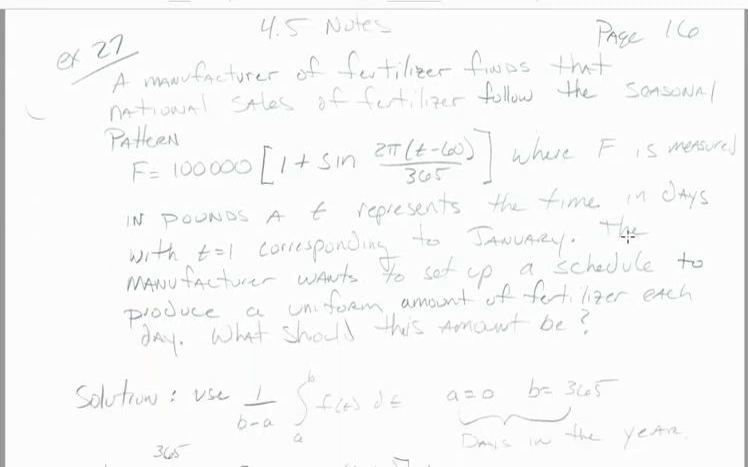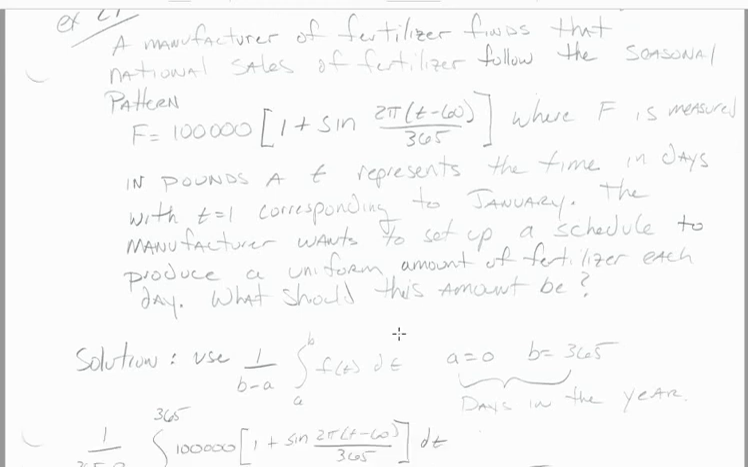Example 27: a manufacturer of fertilizer finds that national sales of fertilizer follow the seasonal pattern here, because you're not putting it on monthly and things like that. F equals 100,000 times the quantity 1 plus sine of 2 pi times t minus 60 over 365, where F is measured in pounds and t represents the time in days, with t equals 1 starting at January. The manufacturer wants to set up a schedule to produce a uniform amount of fertilizer each day. What should this amount be?